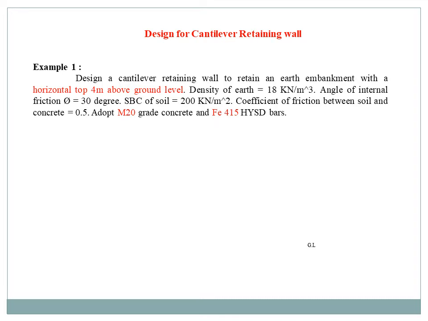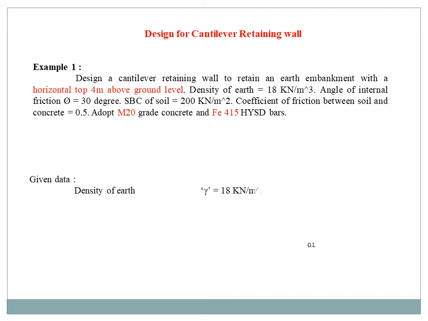Then the angle of internal friction phi is equal to 30 degrees. Then SBC, which is the safe bearing capacity of soil, is equal to 200 kilonewton per meter square. Then the coefficient of friction between soil and concrete is equal to 0.5. Then adopt M20 grade concrete and Fe415 HYSD bars.